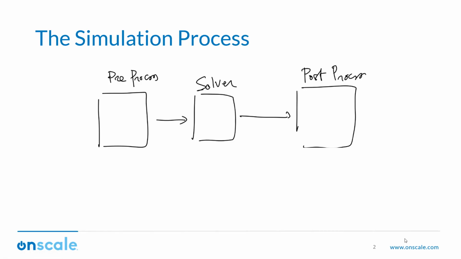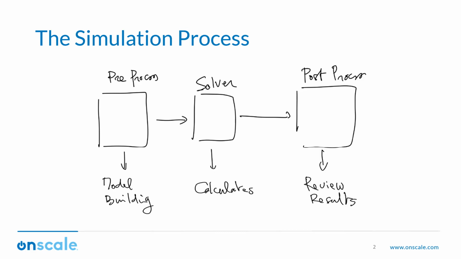And let's talk first a bit about the simulation process. So the simulation process has three main steps. First is the pre-process of your model. The second is the solver, and the third one is the post-processing. So in general, the pre-processing is where you build your model. So you associate the loads, the boundary condition, etc. The solver is where the software calculates the model, and the post-processor is where you review your results and check what you actually want to calculate.